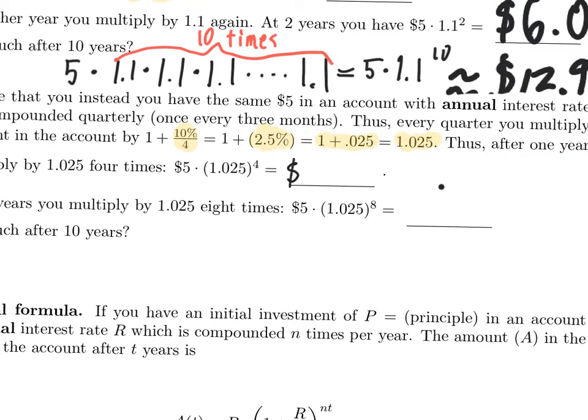Dollar sign, and let's indicate that it's approximate, $5.52. So, during the course of that 1 year, even though it's an annual interest rate of 10%, the fact that you compound it more frequently results in a better return on investment. After that 1 year, you make a little bit more. That's generally true. If you see the same interest rate, but it's compounded more frequently, that's a better effective annual interest rate. In 2 years, so that's 8 quarters, you'll multiply by 1.025 8 times.